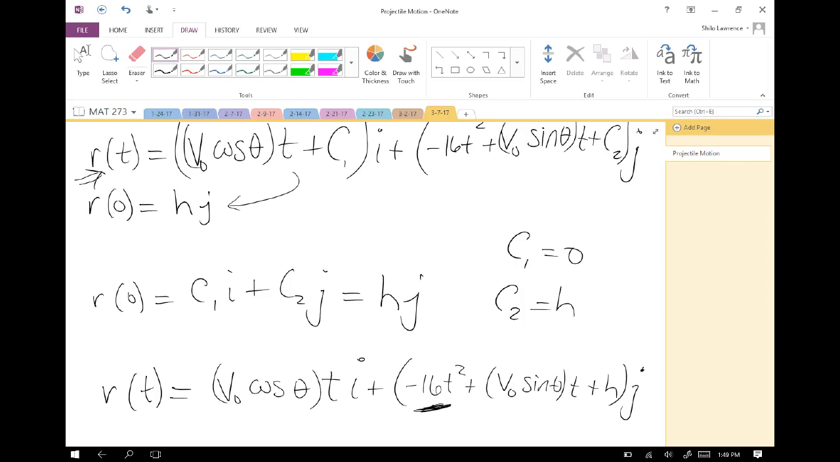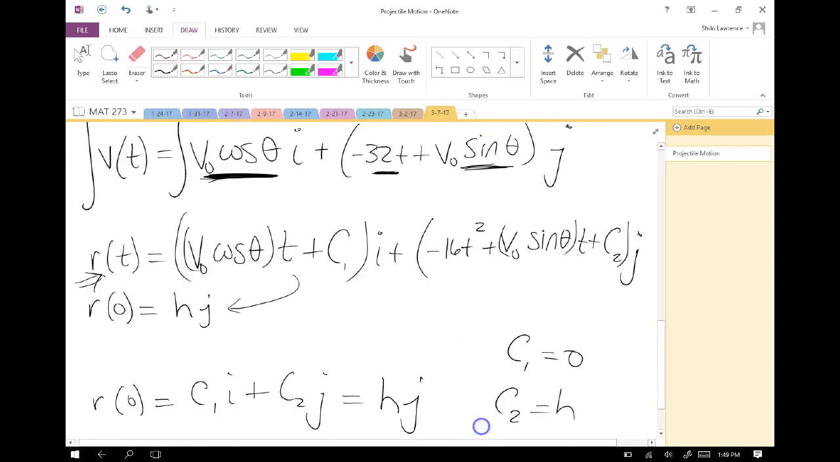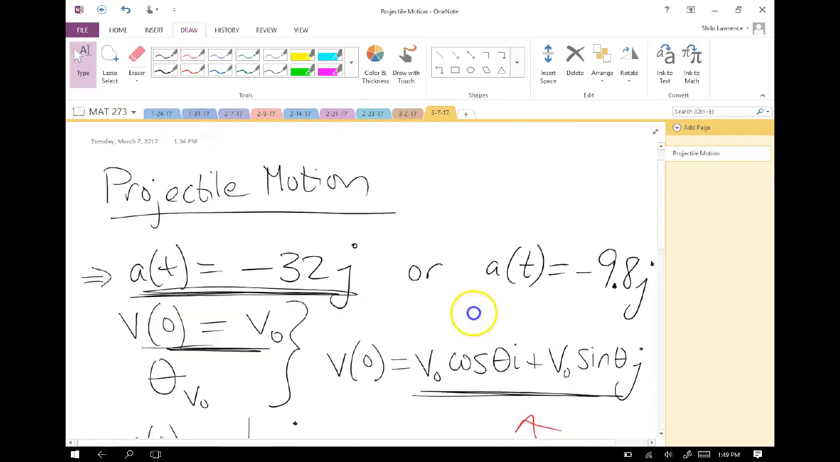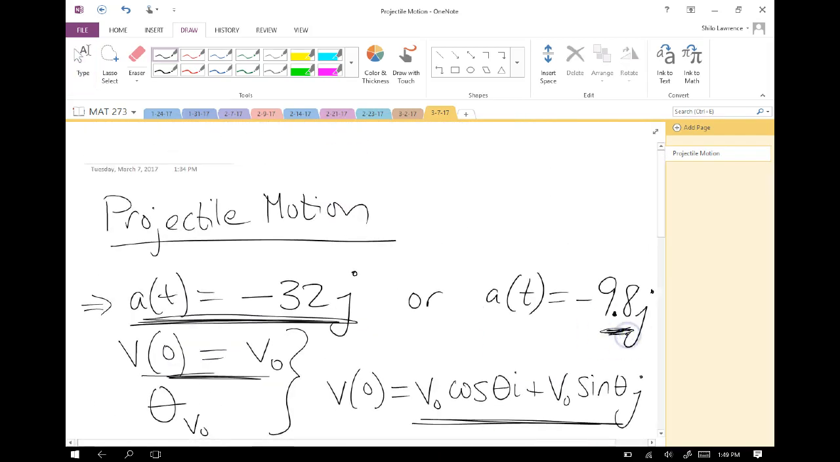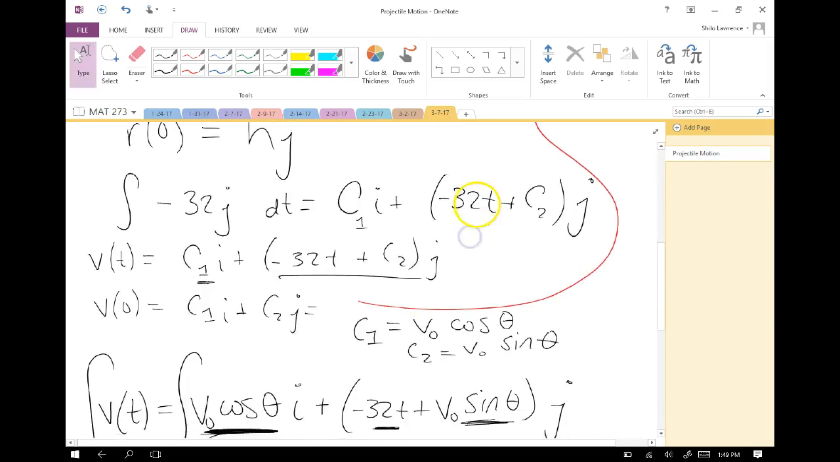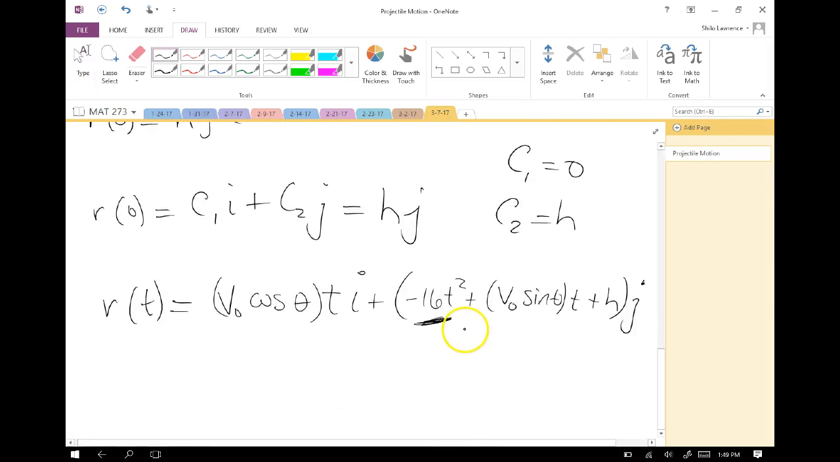So if for some reason we had a problem where we were doing meters per second, we would cut our negative 9.8 in half. And what would the coefficient be? Negative 4.9, right? So for feet per second, we use negative 16 in that spot. But if it was meters per second, it would be negative 4.9 t squared in that spot. Everything else would be exactly the same.